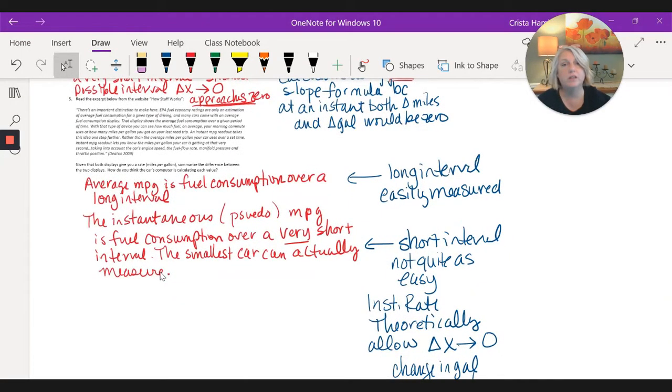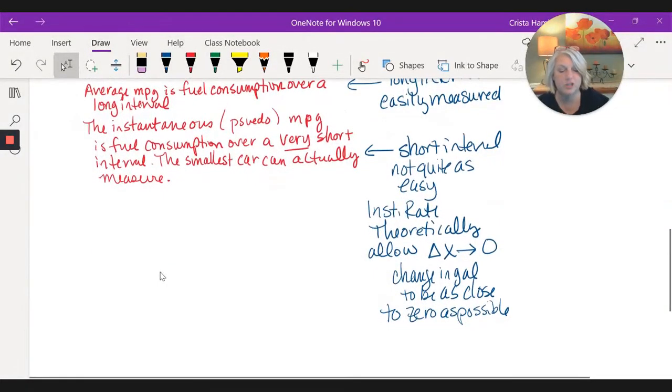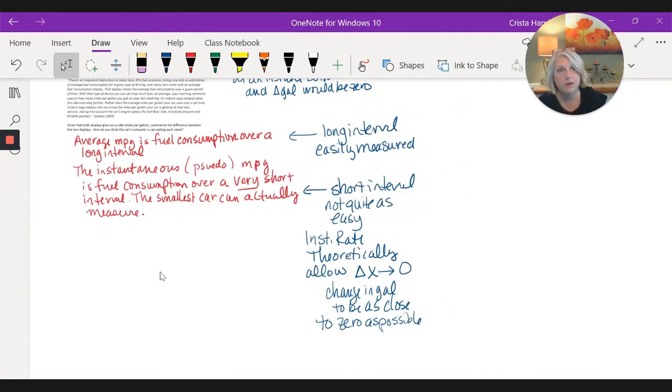All right, and then down here at the bottom, this is just talking about the idea that your average is a long interval that's easily measured. Your instantaneous are repeated calculations of shorter and shorter intervals, which is not quite as easy, and theoretically we're letting the change in the gallons of consumption of gas go to 0 and get as close to 0 as possible, and then we're going to use that to help us guess what is happening with that. All right, so that will end up our teacher summary for that.